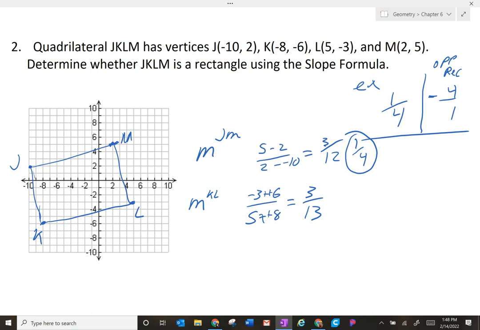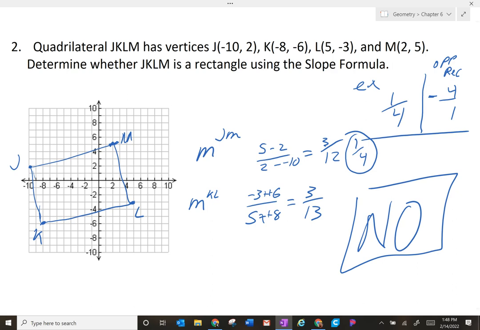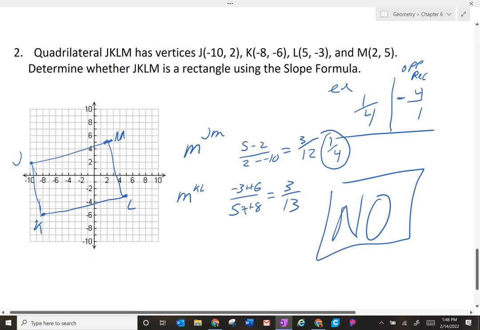Okay, I'm going to stop there. Are these the same? Are these reciprocals? No, stop. If they're not either of those, you can stop where you're at and just say no. Nice work. Just say no. Okay? Just say no.